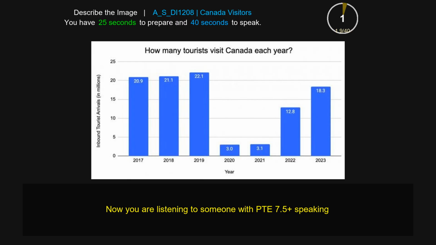The bar graph gives information about how many tourists visit Canada. The data is presented in numbers. There are many different elements such as 2017, 2018 and 2019. I can also see 2020, 2021, 2022 and 2023. One is the highest, 25, 20 and 15, but one is the lowest, 0, 5 and 10. I can also see blue, white and black color. Overall, the bar graph gives information about how many tourists visit Canada each year.